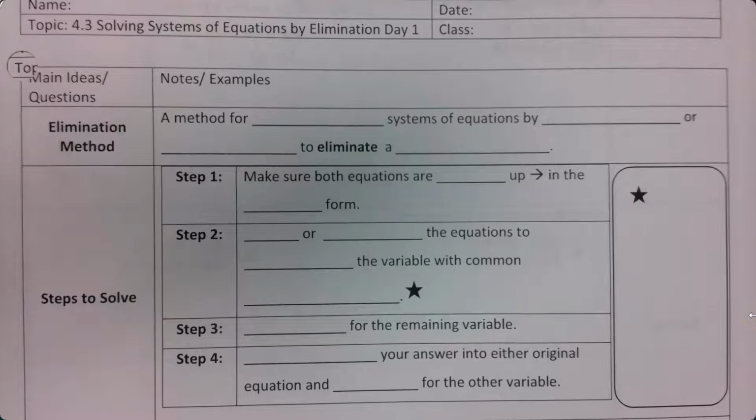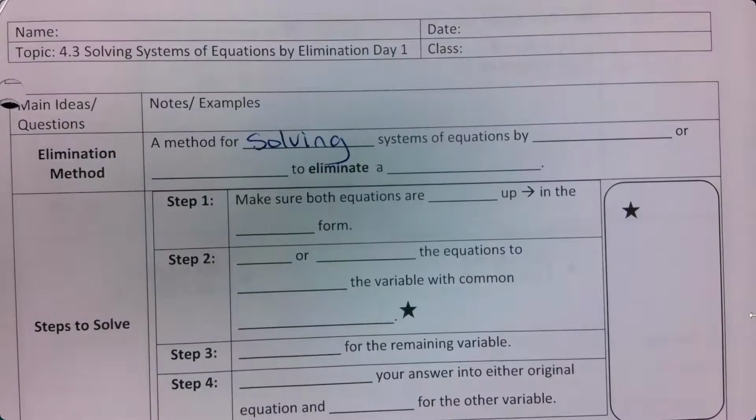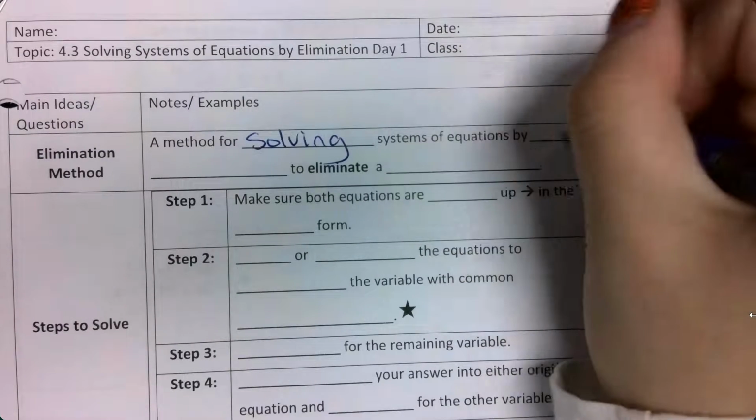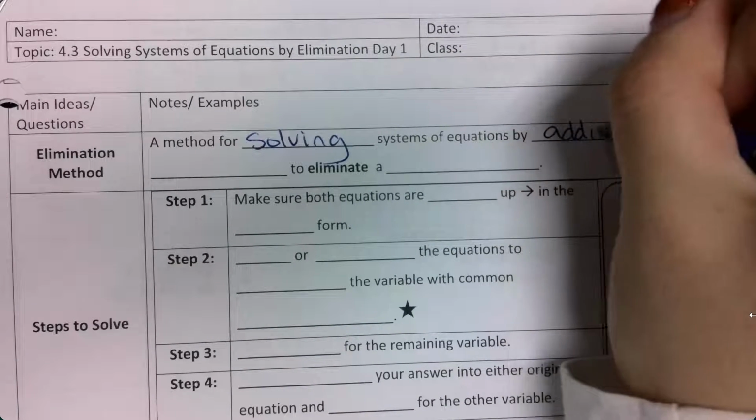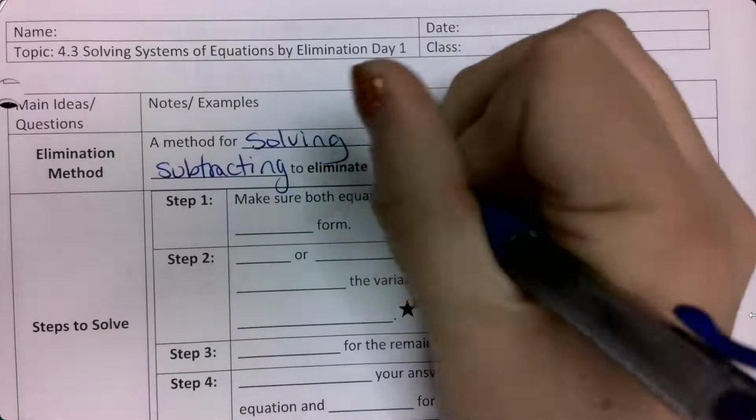Okay, so today we are learning the last method of solving, which is by elimination. Our test will be next Tuesday. So, a method for solving systems of equations by adding or subtracting to eliminate a variable.